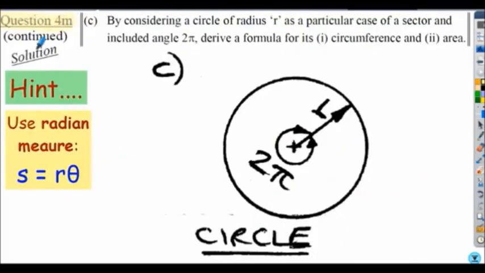Finally, question 4M, solution continued, part C. Again, we're going to use radian measure, s equal to r theta here. So we're now considering a circle of radius r, where the angle subtended, included here, is 2 pi. Here's radius r and angle 2 pi, 1 revolution. We're going to use radian measure to derive the formula for item 1, the circumference of the circle, and item 2, the area of the circle. Full solution is shown on the following slide.